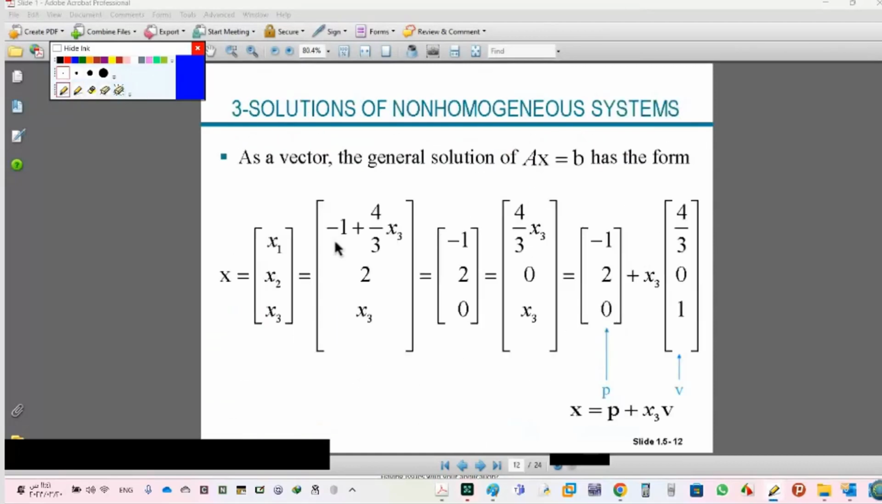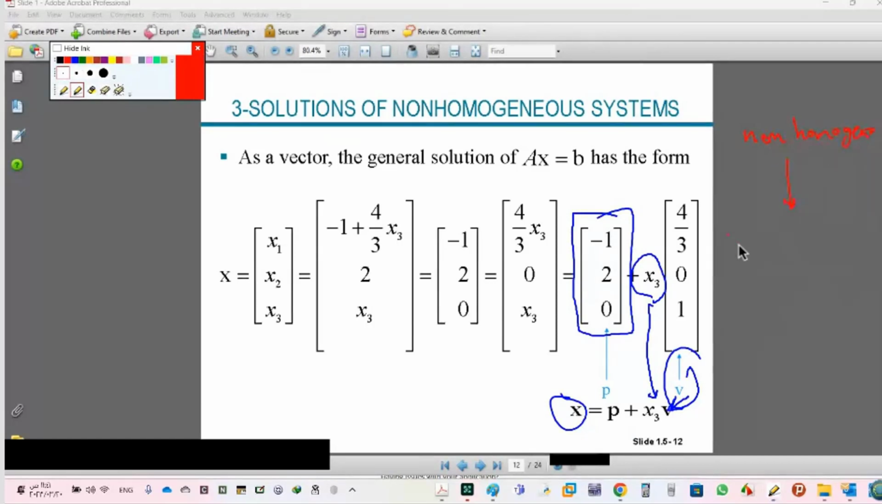Now, in non-homogeneous, after solving, x equals p, a number, plus x3 and v. So, step by step. Non-homogeneous is the original one. I can convert non-homogeneous to homogeneous when I have Ax equals b. If b equals 0, that means non-homogeneous will be homogeneous. So the original case is non-homogeneous, the general case. Got it?